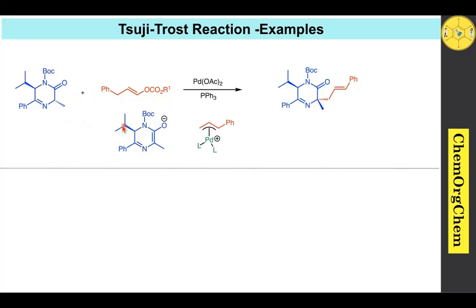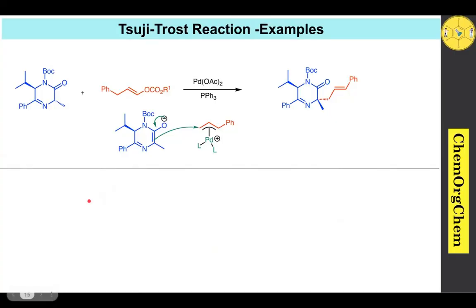So now you can see that the top face is sterically crowded with this isopropyl group. Therefore, our nucleophile should approach from the bottom face. So here you can see that this electron moves here. Now this pi electron attacks this terminal carbon of the pi-allyl complex from the bottom face, resulting in the corresponding allyl substitution product.